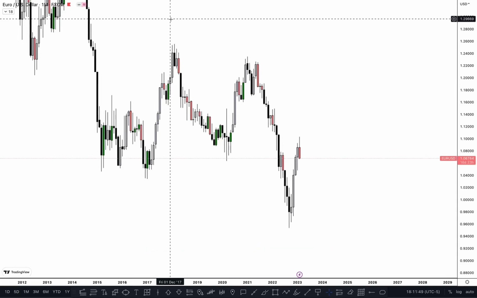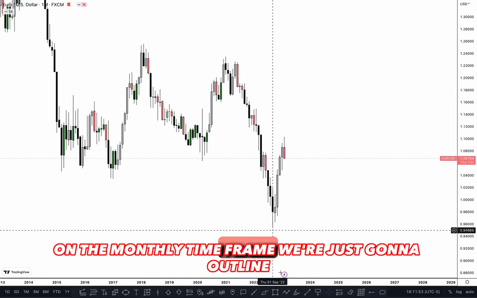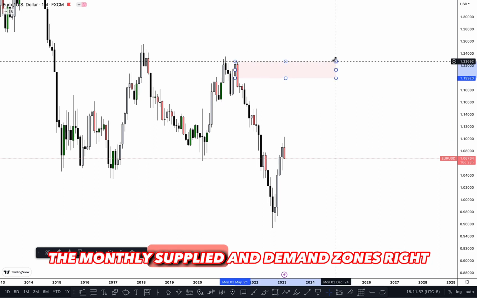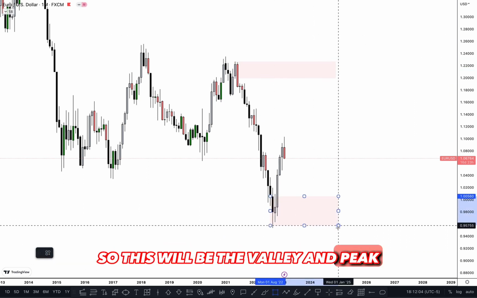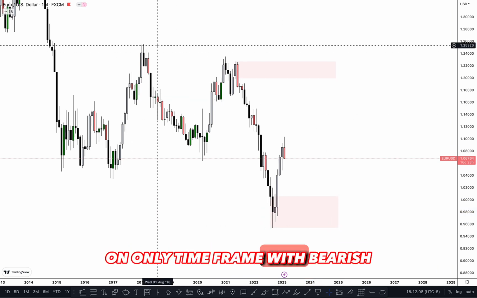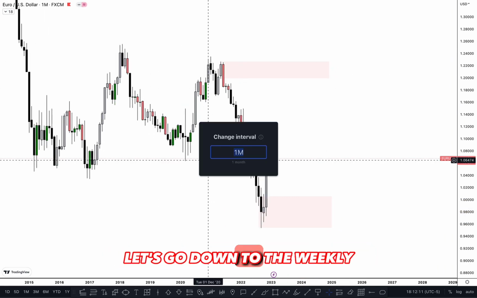USD outlook. So on the monthly time frame, we're just going to outline the monthly supply and demand zones, right? So this would be the valley and the peak. On the monthly time frame, we're bearish. Let's go down to the weekly.